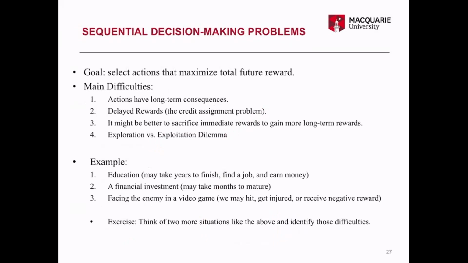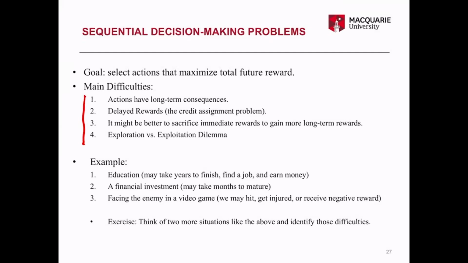So we have the sequential decision-making problem, and it's larger than reinforcement learning. But the goal is to select actions that maximize our total future reward. Again, not necessarily the immediate one. And we have these main difficulties whenever you're dealing with sequential decision-making. I think we're reiterating some of these. Actions have long-term consequences. And you can also investigate these in your own life. This is really not just the problem of reinforcement learning, it's the problem of our lives as well.